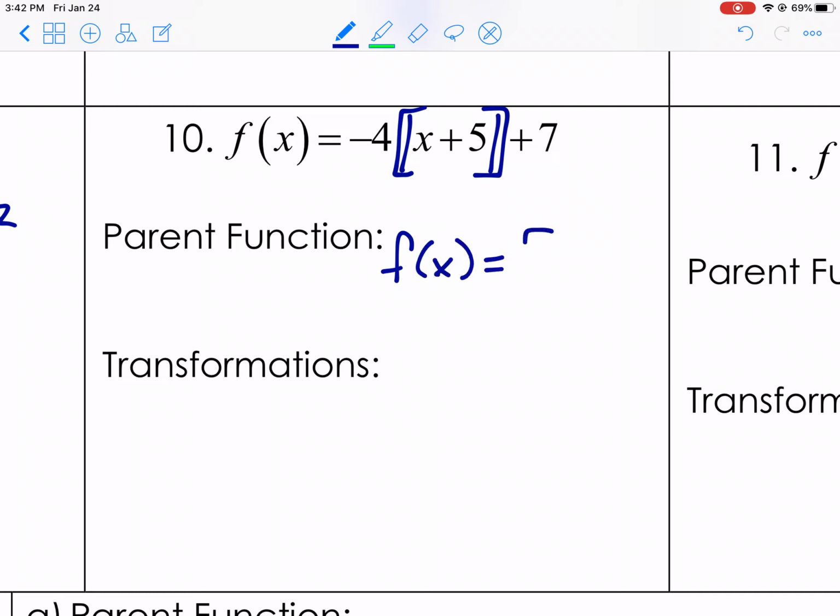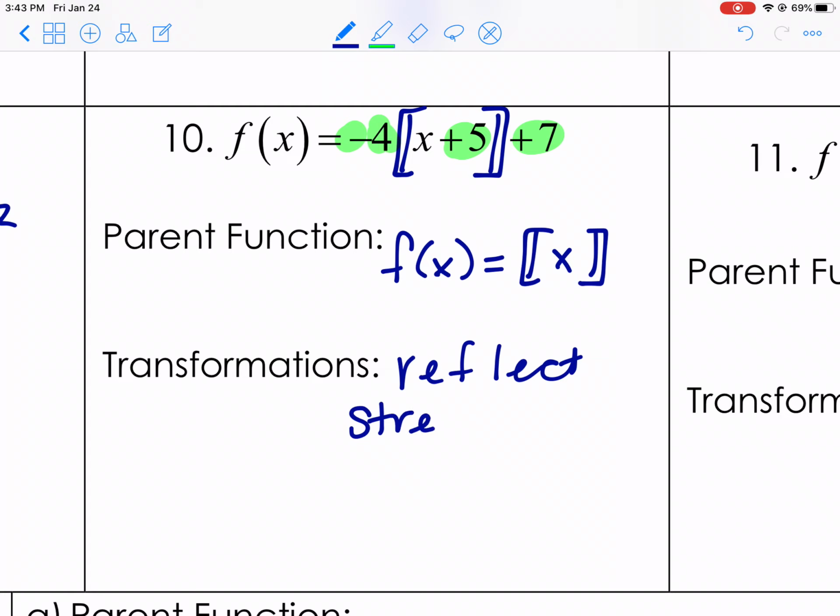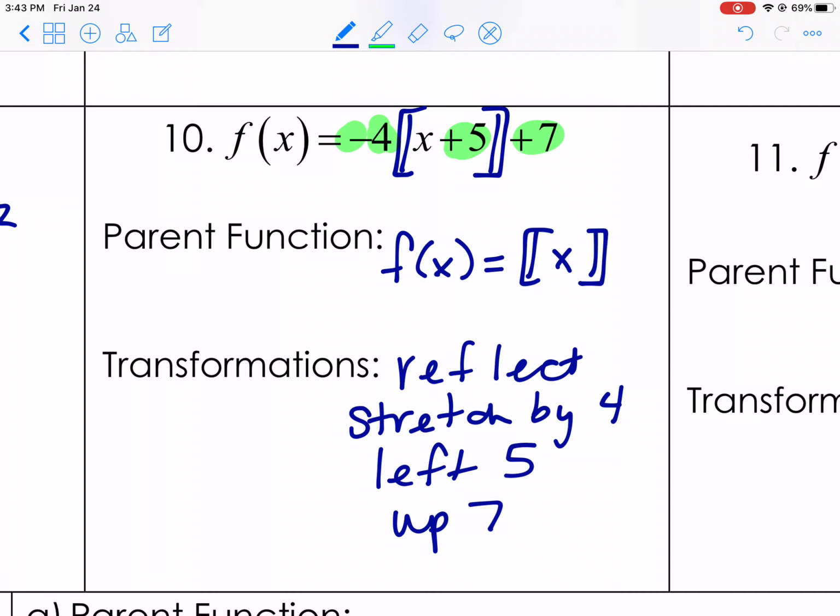This is the greatest integer function. Okay, so we're talking about the negative, the 4, the +5, and the +7. Negative is telling us to reflect. The 4 is a stretch. The +5 is left 5, and the +7 is up 7.